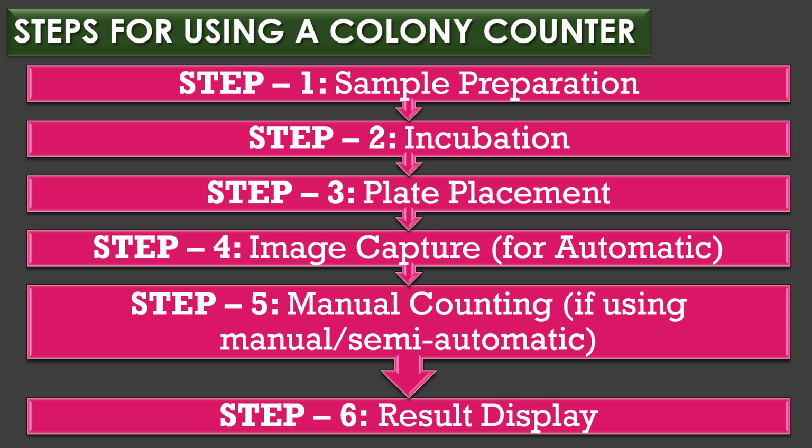The fifth step is manual counting, if using manual or semi-automatic. For manual models, count the colonies by clicking or marking them. Finally, result display. View the total count on the display panel or software output.